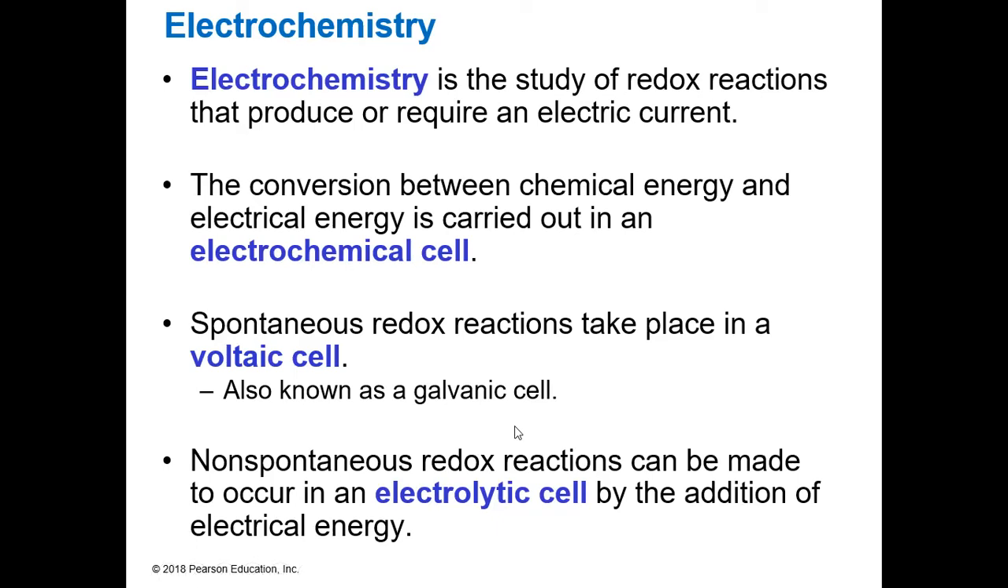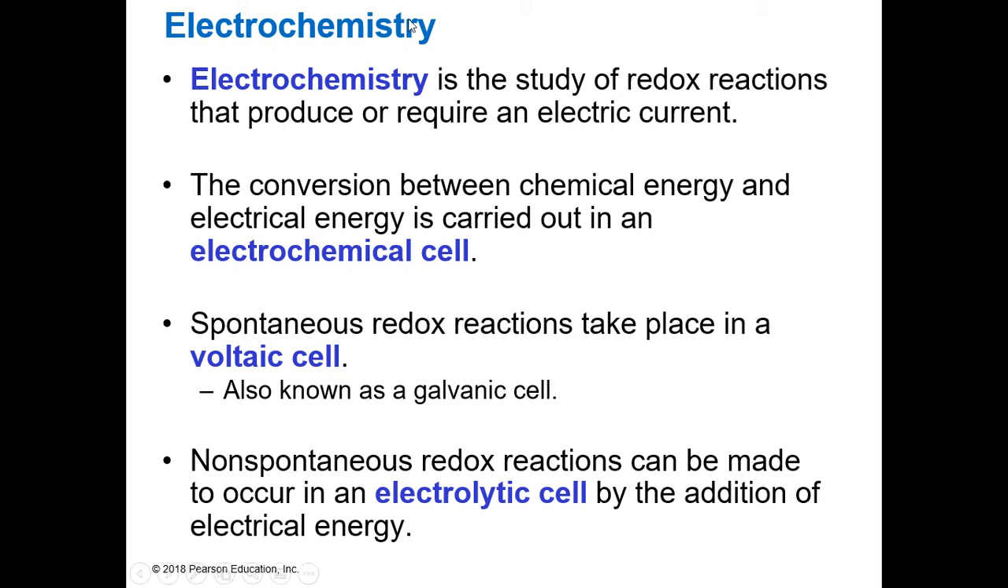Electrochemistry is what this chapter is about. It is the study of these redox reactions, right? Our reduction-oxidation reactions that are going to produce or require an electric current. So there is the flow of electrons, right? We are going to get some current. This is what batteries are. They are a flow of electrons that cause the current to happen.